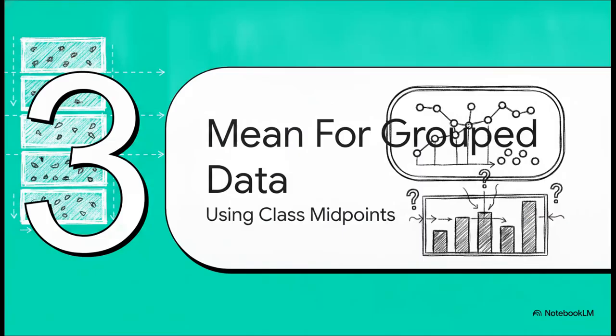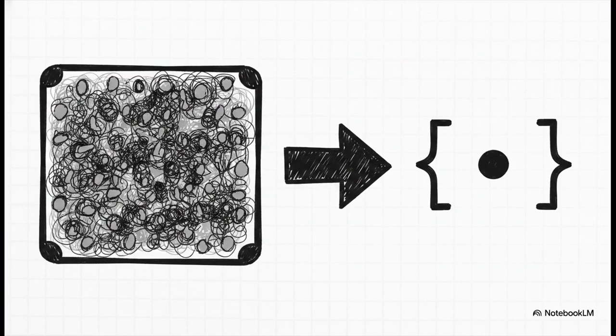All right, Part 3, mean for grouped data. But wait, what happens when our data isn't just a neat little list of individual districts? What if our data is already pre-packaged into ranges, completely hiding the individual values? Well, this right here is the secret key to solving grouped data.